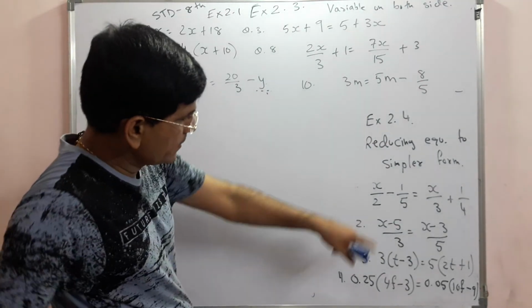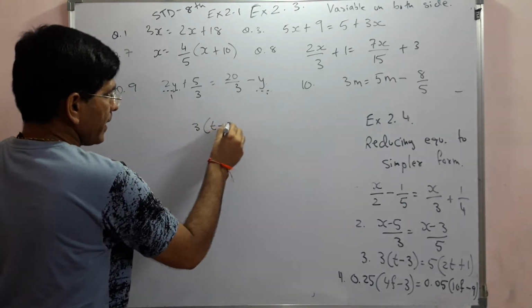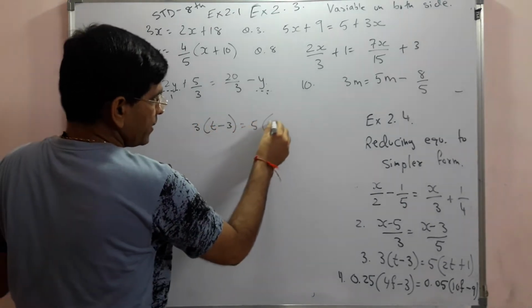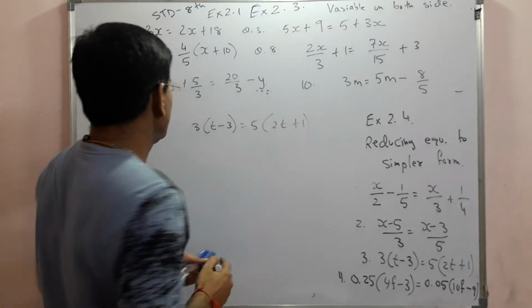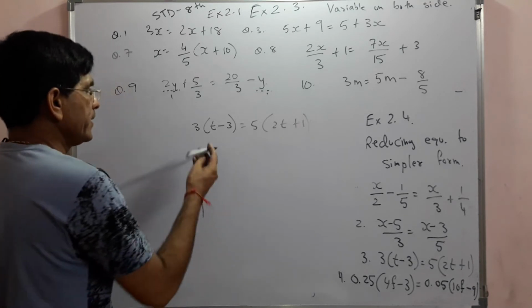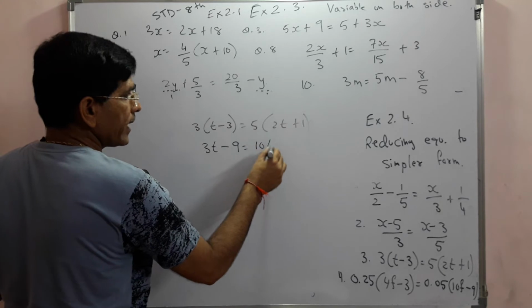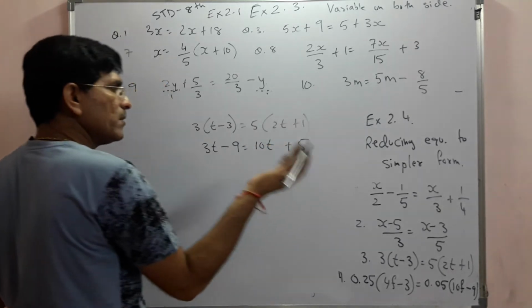If you see one more sum, that is 3 in bracket t minus 3 is equal to 5 in bracket 2t plus 1. So now, these are all the sums, because I want to open the bracket. So 3t minus 9 is equal to 10t plus 5. These are all the easy sums.